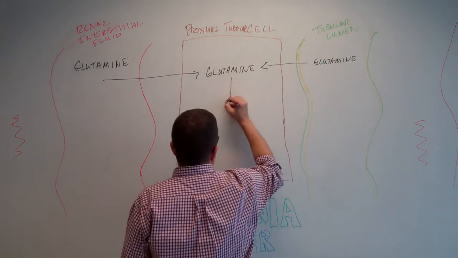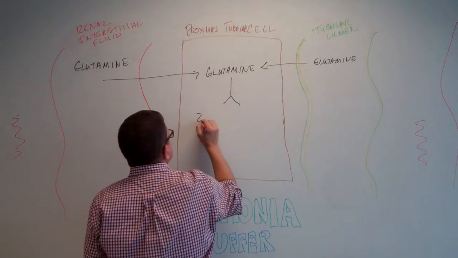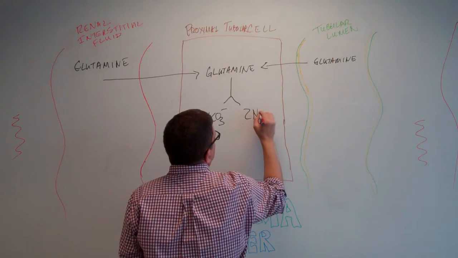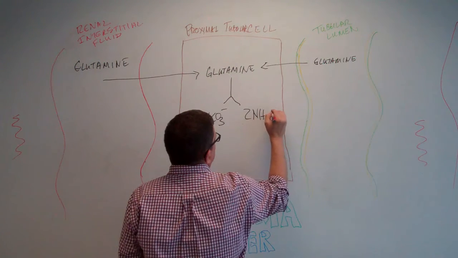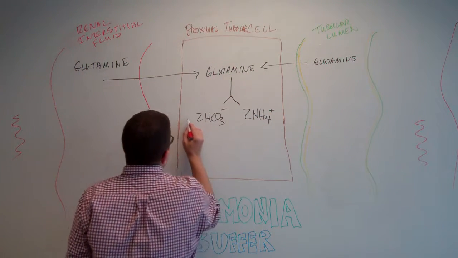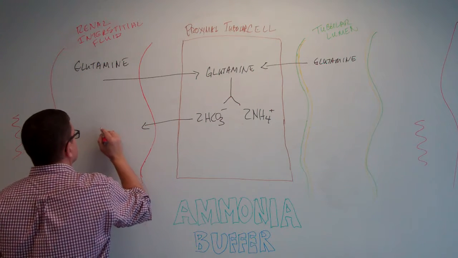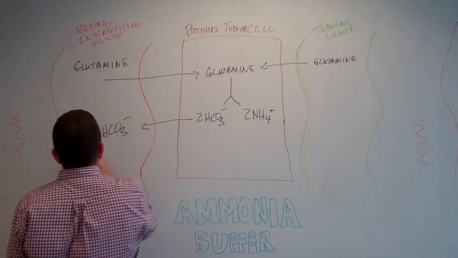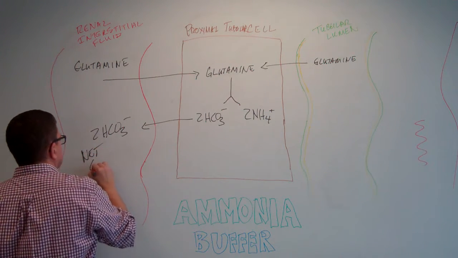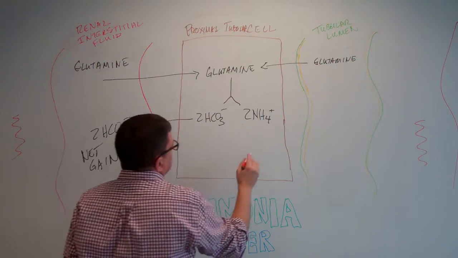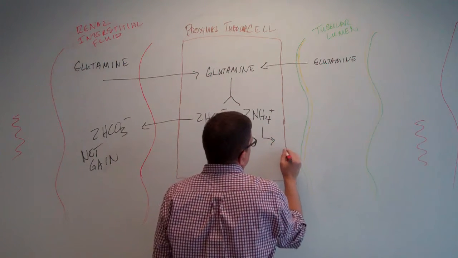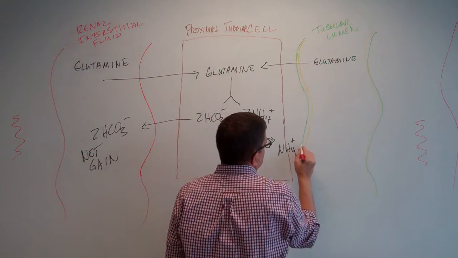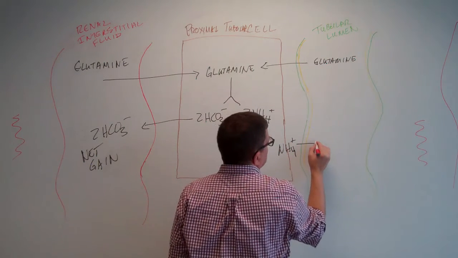The cell takes it through some metabolic processes and turns it into two bicarb ions and two ammonium ions. These bicarb ions are reabsorbed into the body. So this is a net gain. Bicarb, yay. The ammonium ions end up leaving the proximal tubular cell and heading over to the tubular lumen.